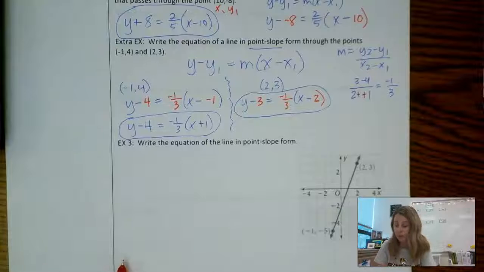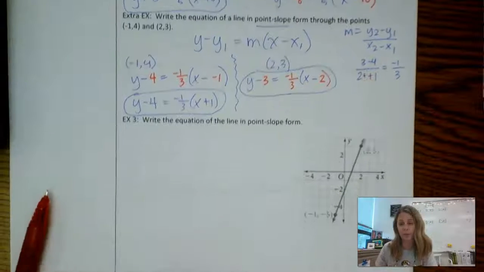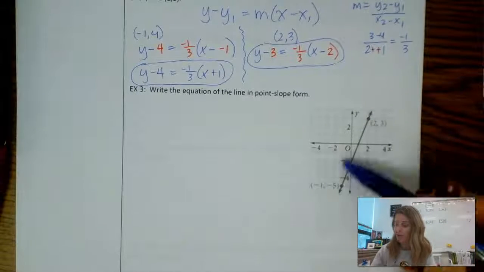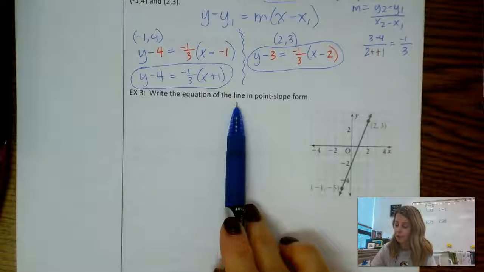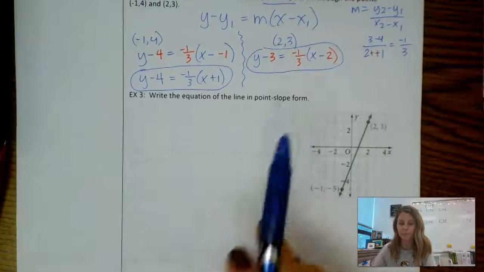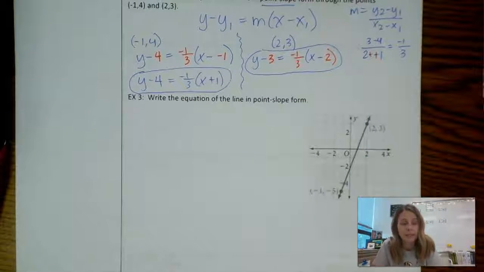We just have one more example. I'd like you to do this one on your own. You are given a graph, and I want you to write the equation of the line in point-slope form. Pause, and when you have an answer, restart the video and check your work.